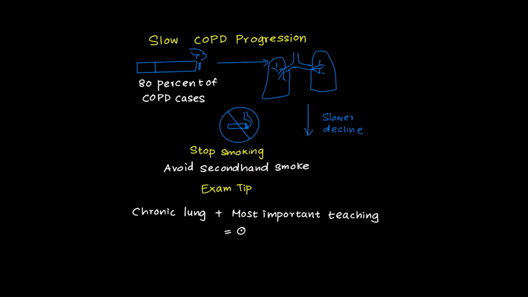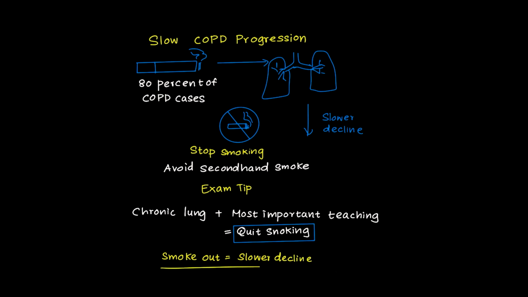Here's a WGU D446 OA exam tip for you. On any chronic lung question asking for the single most important teaching, pick smoking cessation first. Recall hook: smoke in equals lung damage, smoke out equals slower decline.